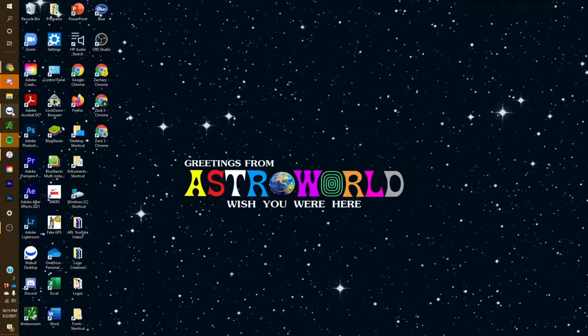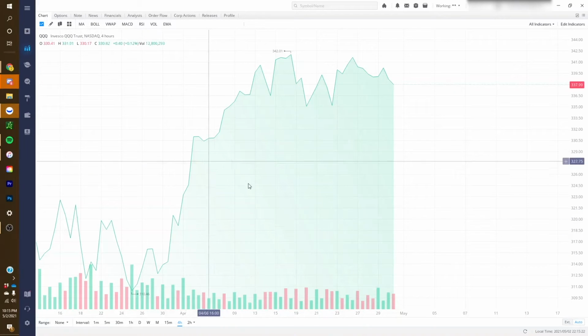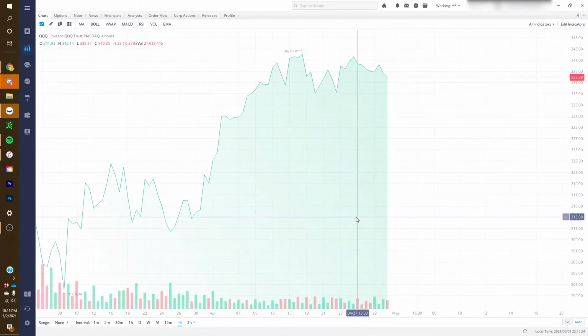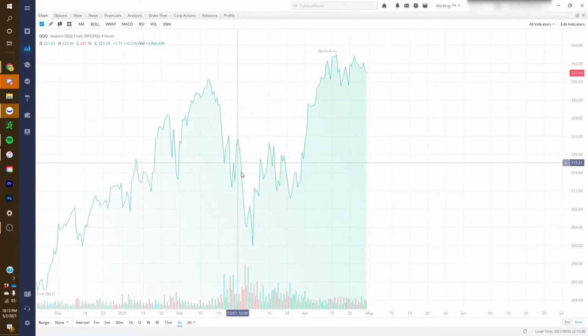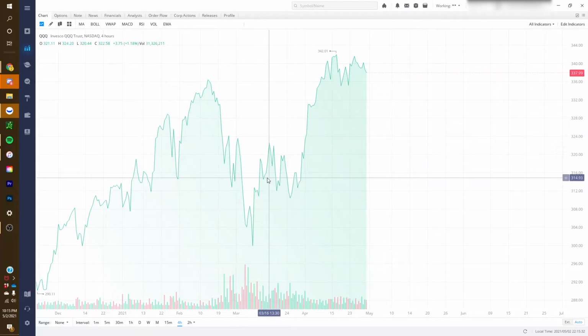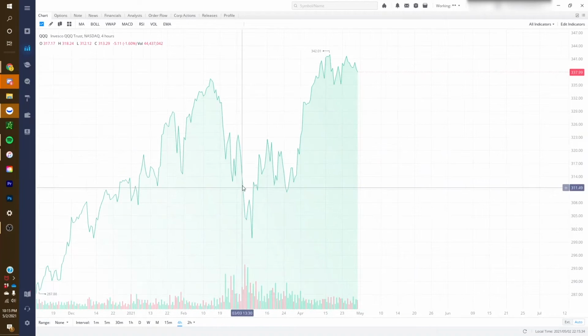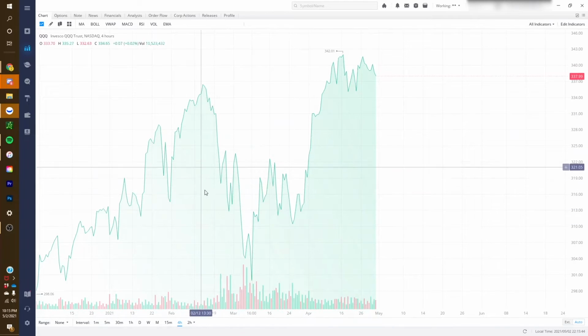So let's hop right into Webull. Here I just have the QQQ chart. The QQQ is the ETF for the NASDAQ, and this is more or less what charts look like when you first hop into an app, whether it's Webull, Robinhood, or Thinkorswim. This is what the chart will look like. It'll look like a line.